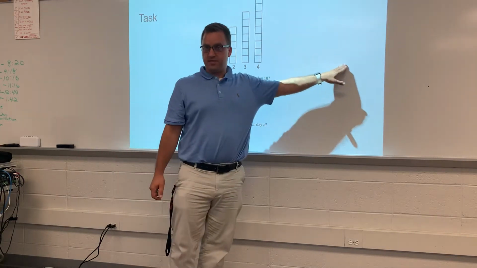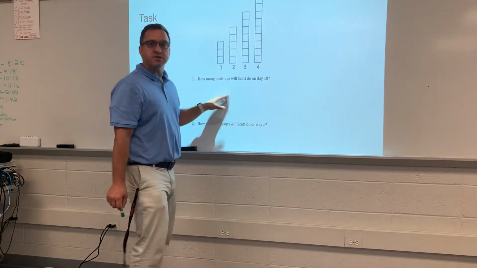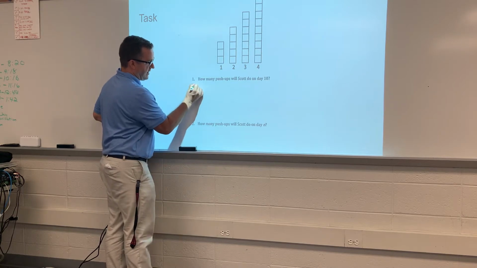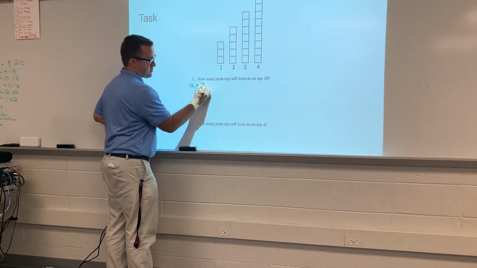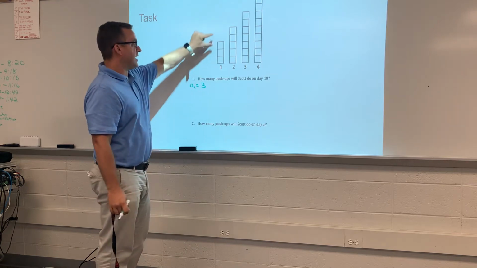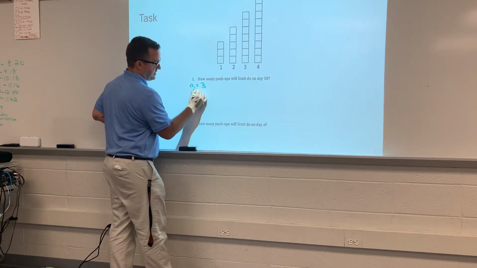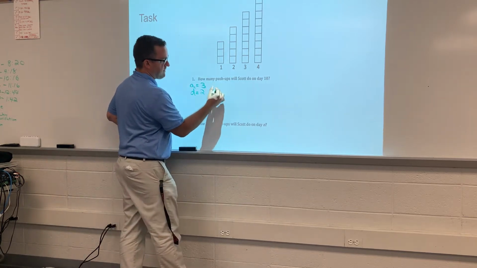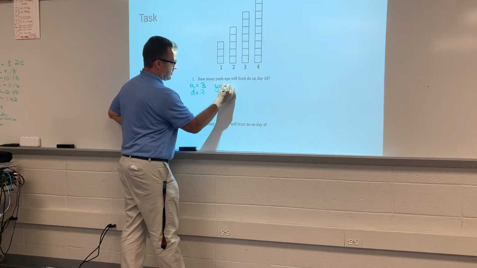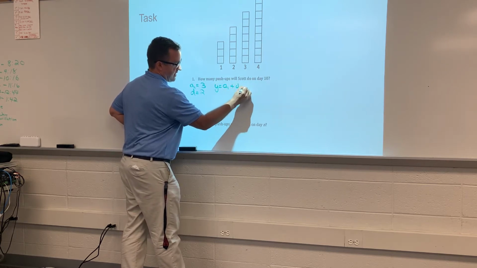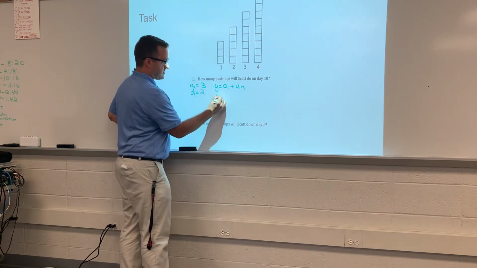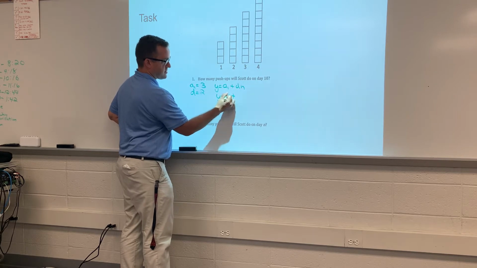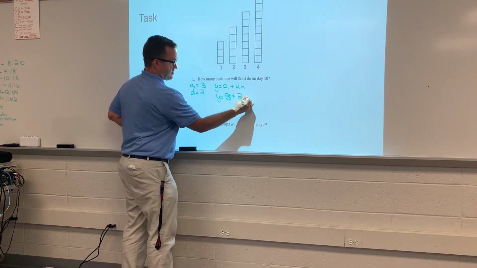Well, I could extend this and figure that out from day 10, but I could use the idea of the arithmetic sequences. So I know that a sub 1 is 3. And then I know that the common difference, D, is 2. So I could use my formula, y equals a sub 1 plus dn, to write a formula. So y equals, a sub 1 is 3, plus 2n.